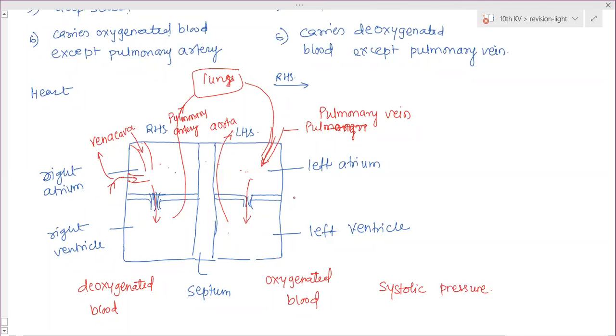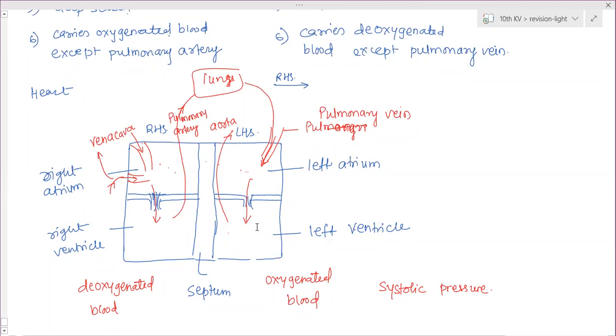Just like take a balloon, fill it with water and squeeze it. What will happen? The mouth is open. So fill a balloon with water and press the balloon. What will happen? Water will burst out. It will come out with very high pressure. So that is what happens in systolic pressure.